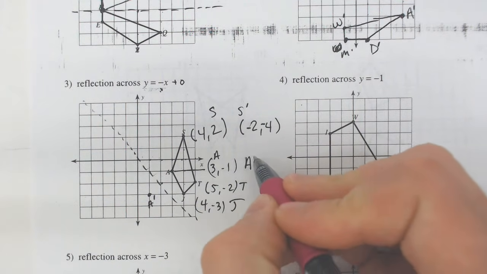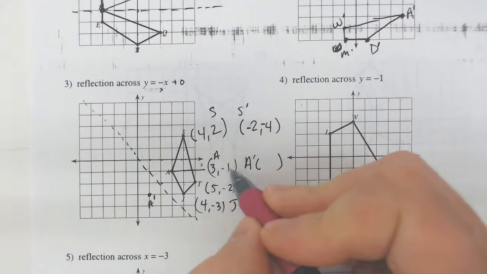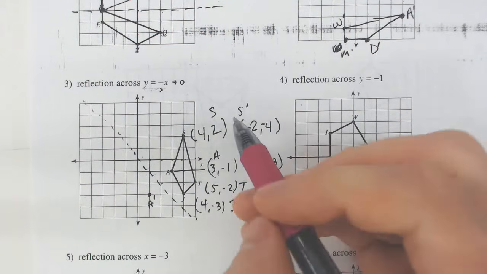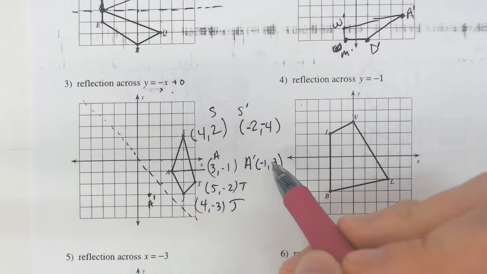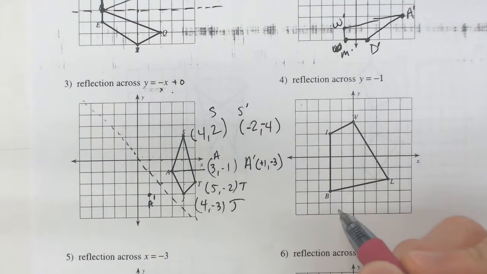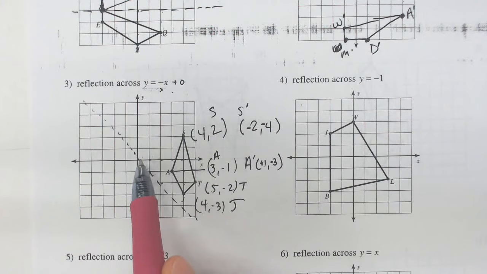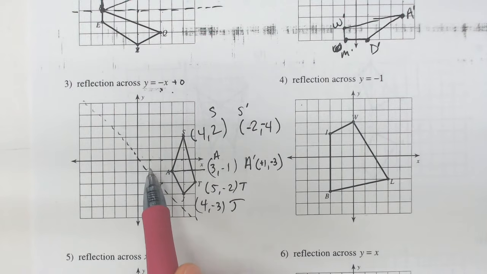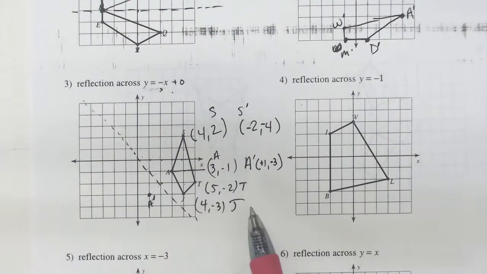So for my A prime, I'm going to switch these two, -1 and 3, and because it's -x, I am going to also switch the signs of both of them. And let's see if I actually got it right, because I counted diagonal. Let's see if I got it right for my A prime. Is it at positive 1, negative 3? 1, 2, 3. Yes, it is. So my A prime I was able to do.